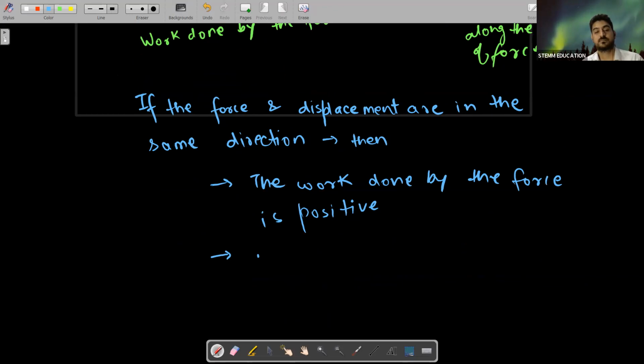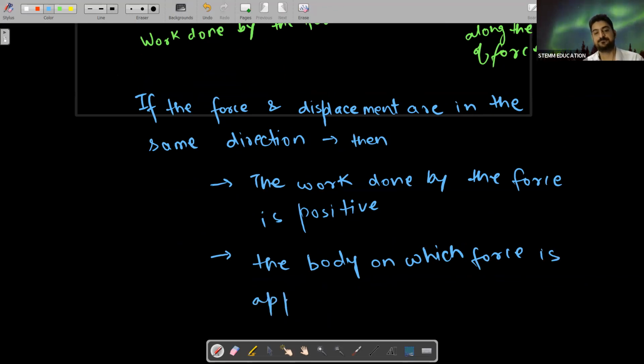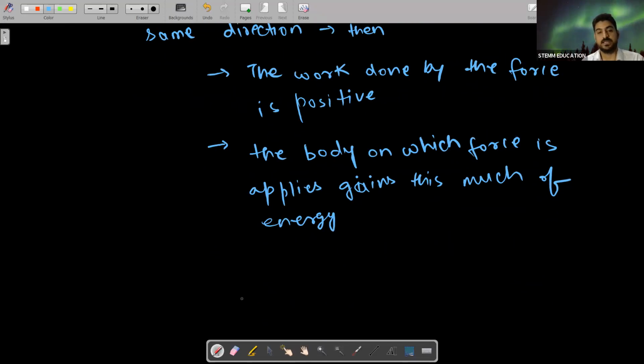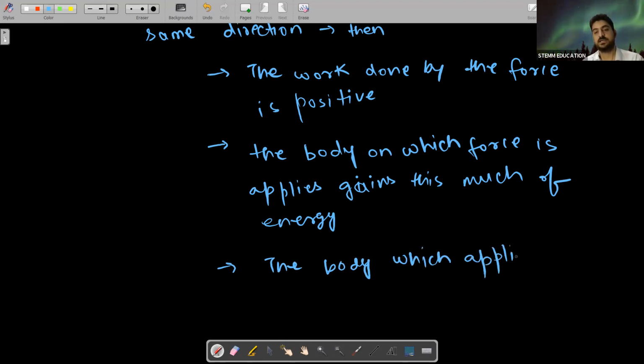Also, the body on which force is applied gains this much of energy. And the body which applies force loses this much of energy.